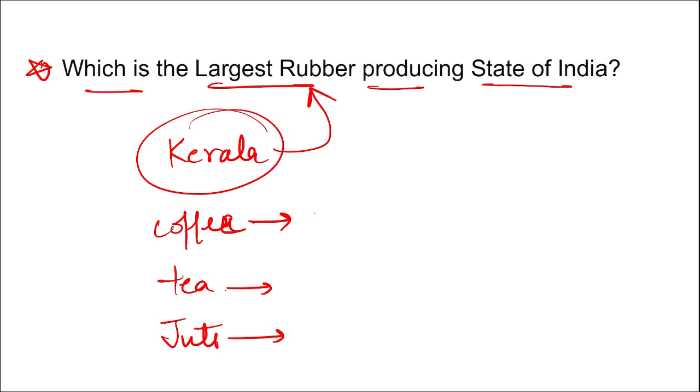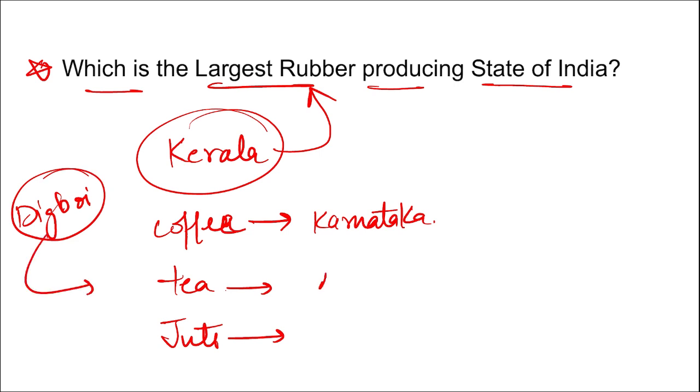So for largest coffee, it is your Karnataka. Then for largest tea producing state, it is easy. If you just think about it for once, you will get it answer. Where is Digboy? Digboy is in Assam. Very good. So the largest tea producing state is also Assam.